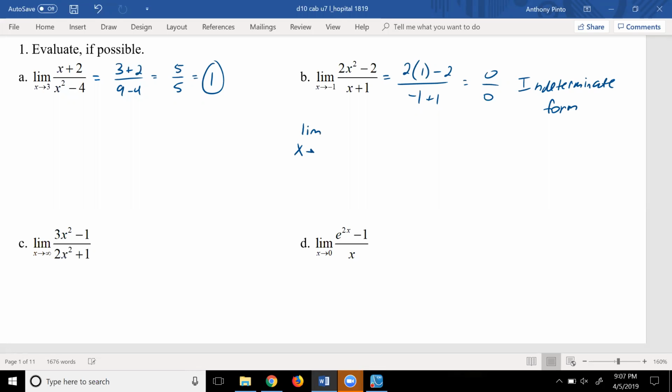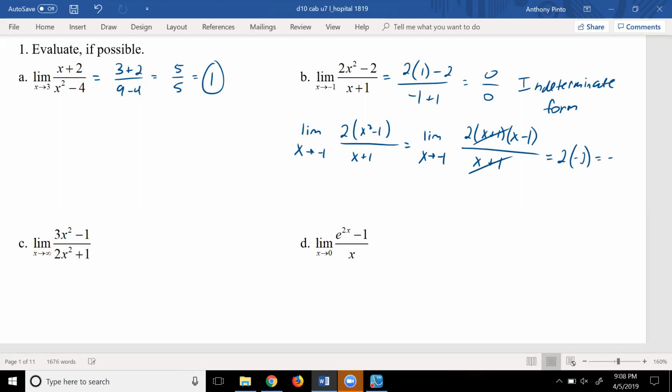So if we look at our numerator, we can factor out a 2 and we get 2 times x squared minus 1 over x plus 1. And we can factor that further so that it's the limit as x approaches -1 of 2 times x plus 1 times x minus 1, because that's a difference of squares, over x plus 1. And you'll see that the x plus 1's cancel out. And from there, we can plug in -1, and our answer is 2 times -2, which is equal to -4. So that's the other type of limit that we saw earlier this year.